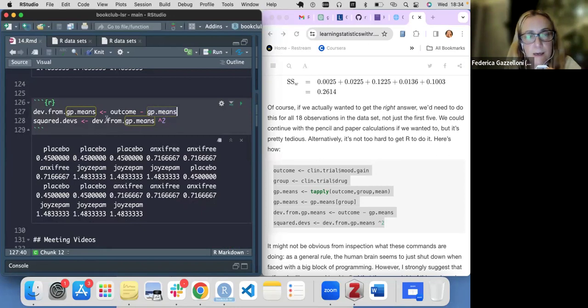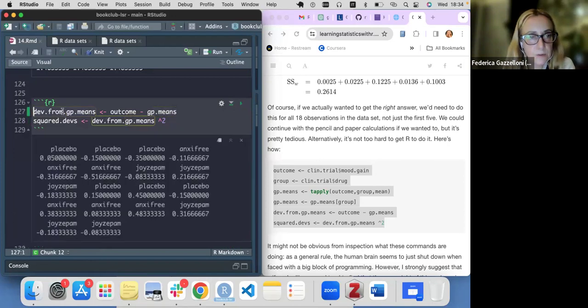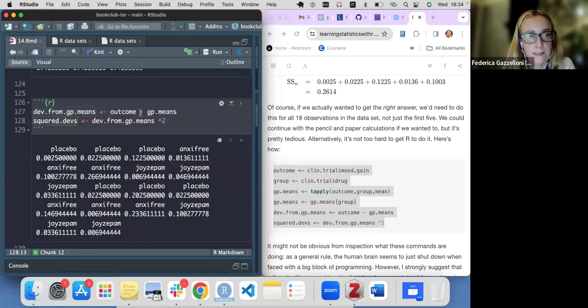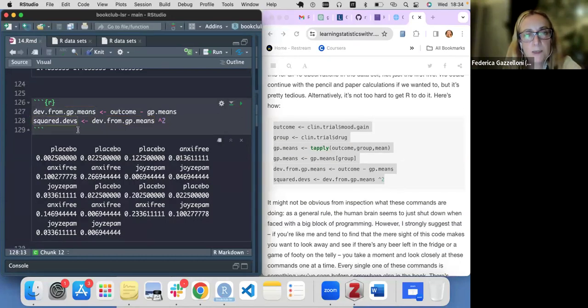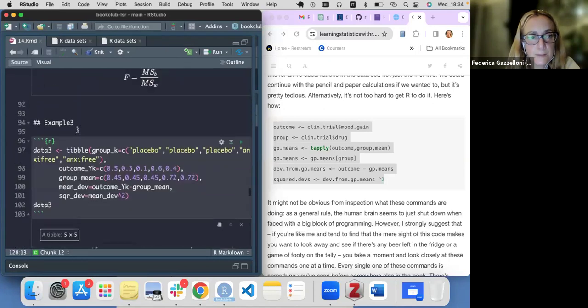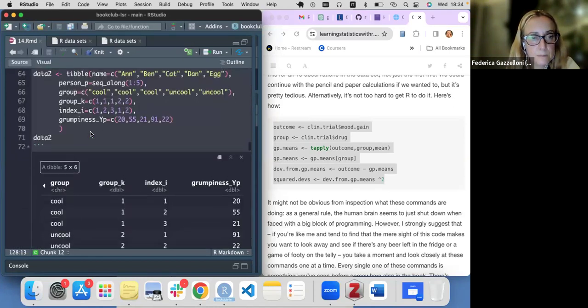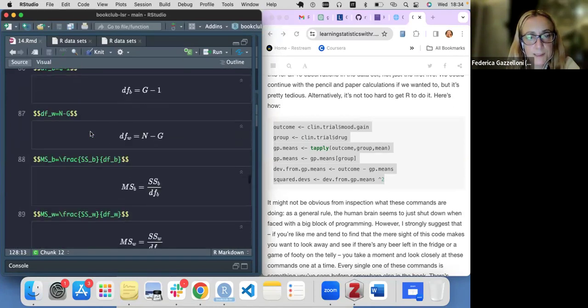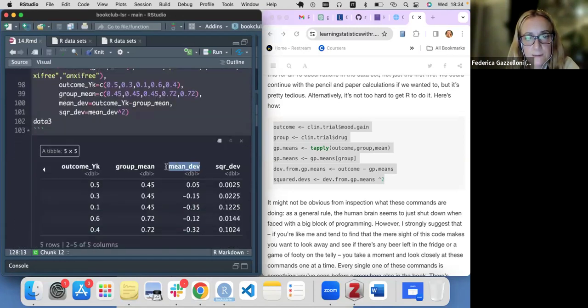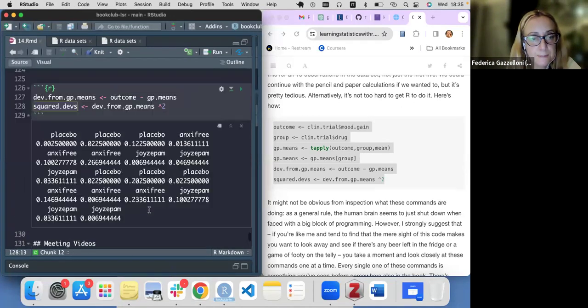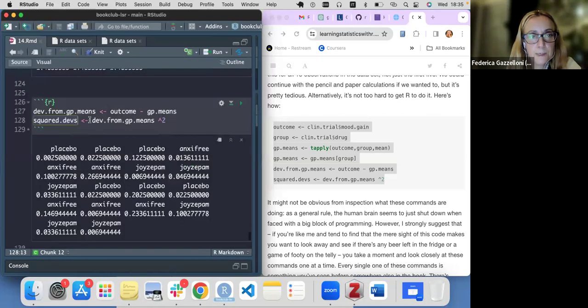I use Tidyverse, but this is a way to do things. And so you can see that this is what we basically have done here up above, very briefly. Within the data set, the mean, this, and the square of the difference, or the deviance from the mean. Okay, the same things that we are doing here.